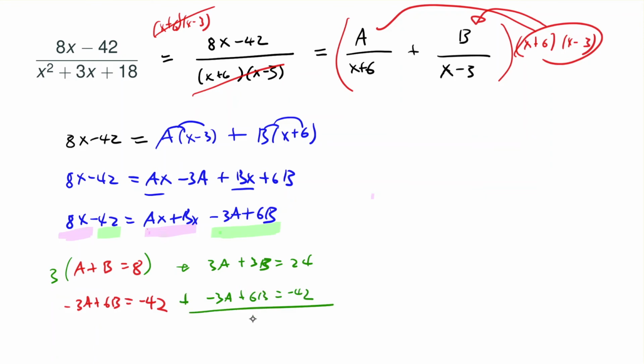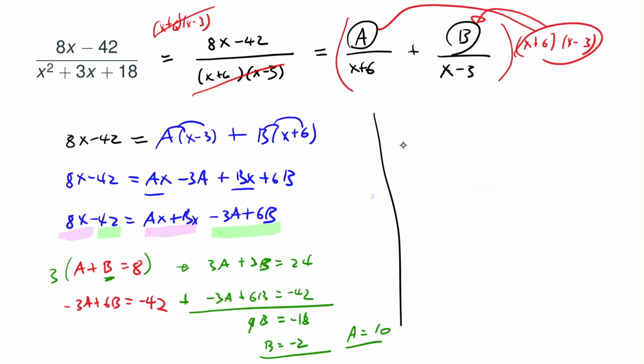Right? Then I get 9b equals negative 18. So b is negative 2. If b is negative 2, I can plug b right here. Well, a plus b must be 8. But b is negative 2, so a must be positive 10. So a is 10.